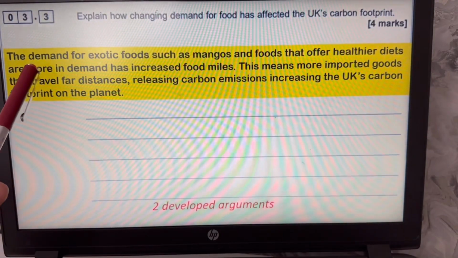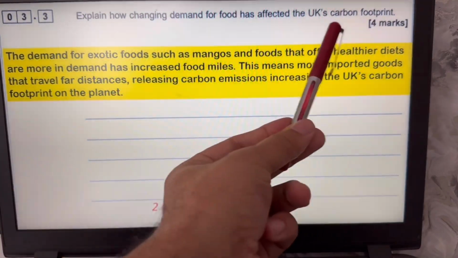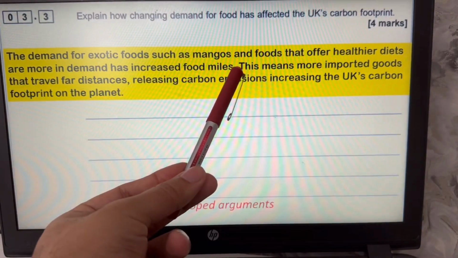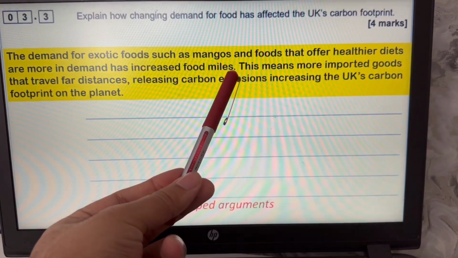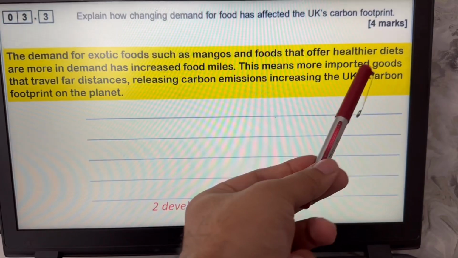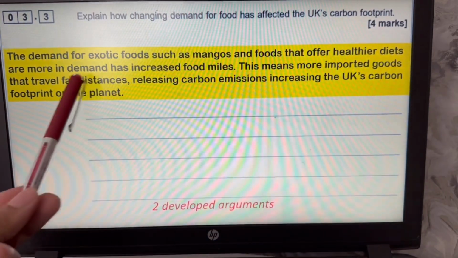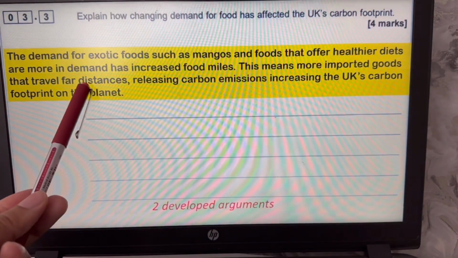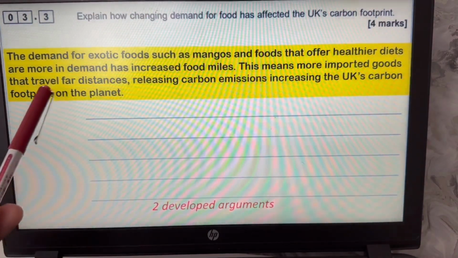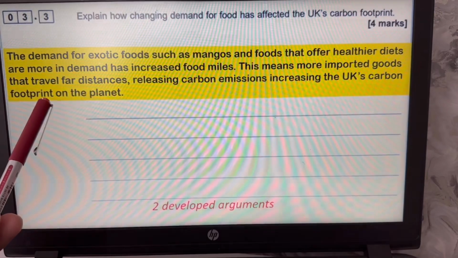Now, once you say that, you need to make a link to the UK's carbon footprint. So I would say this has increased the food miles. Once you've said that, just go into it a little bit. This means more imported goods, meaning more goods coming in from planes and so on. They travel further, and if they travel further, that releases lots of CO2 into the atmosphere, and that increases the carbon footprint for the UK.